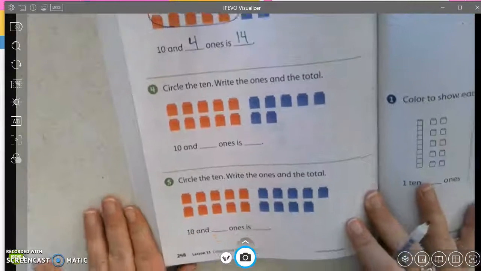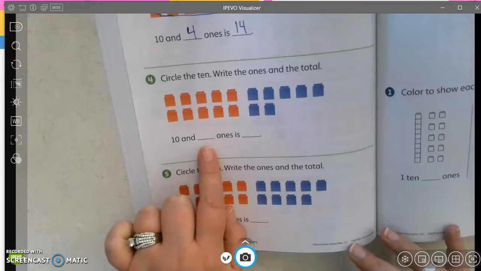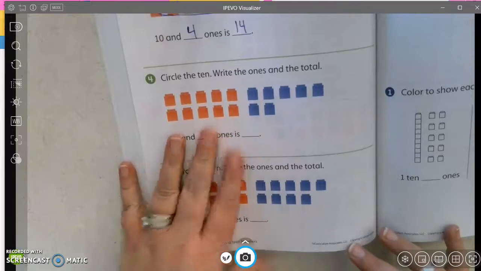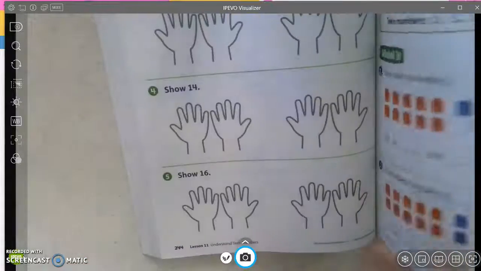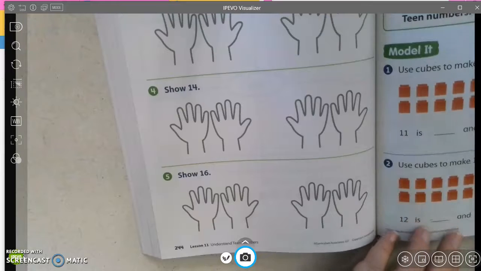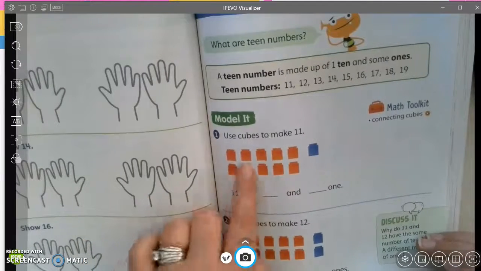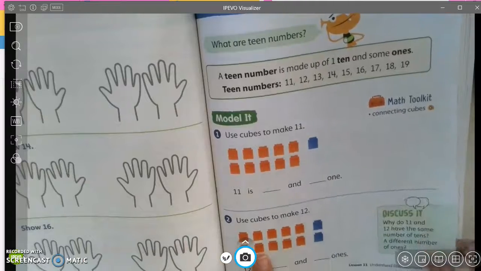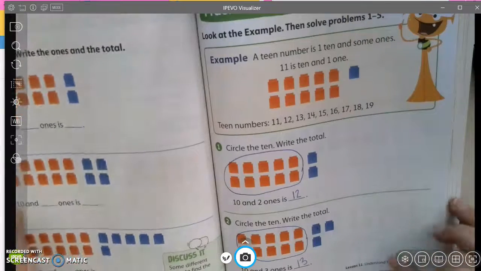All right. What I would like you to do is to try these bottom two on your own, okay? This one, remember, you have to write how many ones there are. This is all I'm asking you to do. If you feel like you want more practice, you can go to page 245 and look at the model and do the develop for more practice.